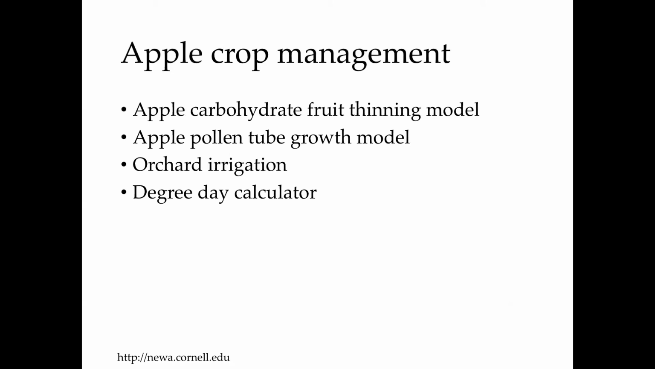And then finally, we have Apple crop management tools. These really break out into a few smaller categories, but I have them all listed in one here. For yield management, we have the Apple carbohydrate fruit thinning model. Some people refer to it as Melisym or the CHO model. And then we also have a new tool that Dr. Greg Peck has developed down in Ithaca called the Apple pollen tube growth model. These are really two different ways to get at achieving that ideal crop load early in the season.